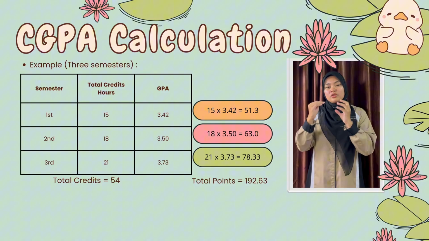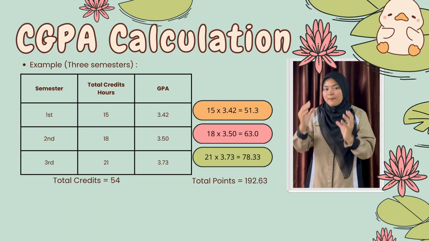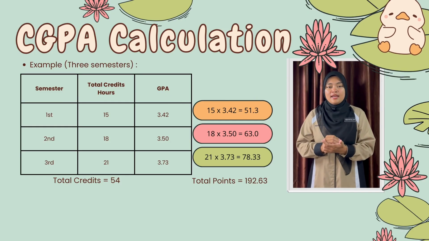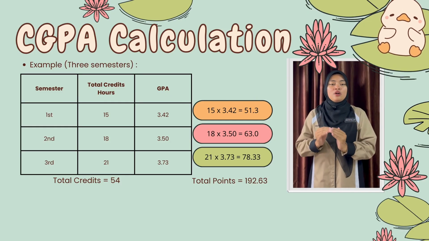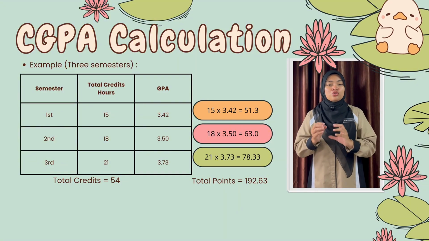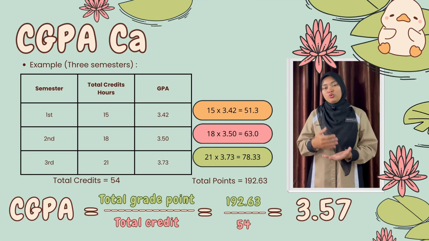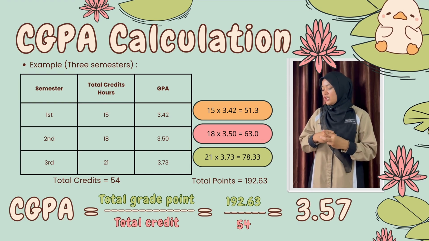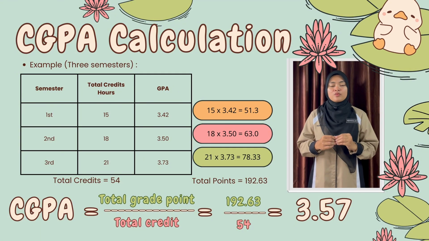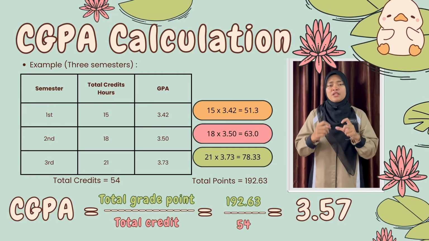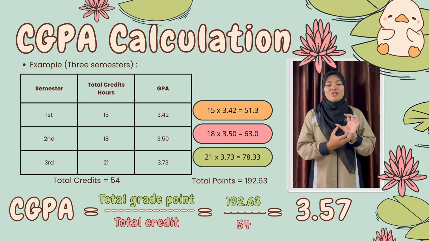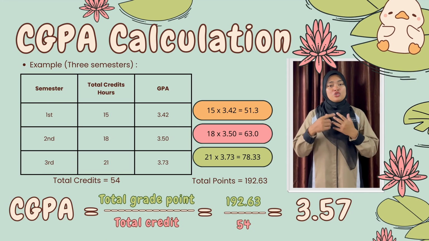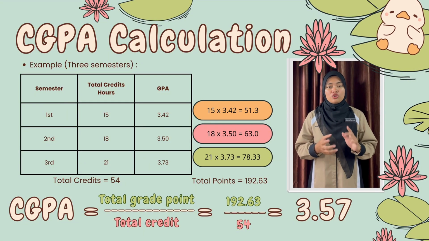Then, from the products of the multiplication, you have to sum up the three grade points, and that will be your total grade point. You also have to sum up your credit hours for all three semesters, and that will become your total cumulative credit hours. The same thing you do for your GPA, you divide your total grade point by the total credit hours. As you can see from the table, 192.63 divided by 54 gives 3.57, and 3.57 will become your CGPA. This will determine your graduating level, whether you graduate with first class, second class, with honors, and so on. This is the pointer that determines your graduation later on.